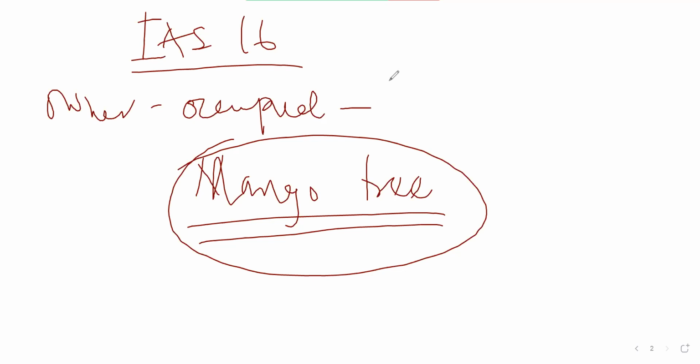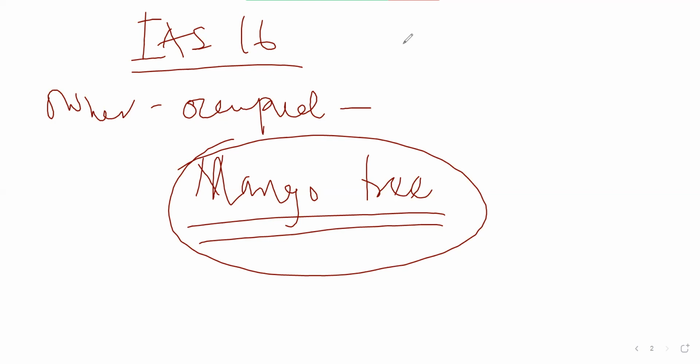Look at the mango tree. It's just like an asset that is helping us to produce mangoes. We are not having a mango tree for its own purpose, but just to help us produce mango. So in that case, we assume that a mango tree is a fixed or non-current asset, which will be regulated using IAS 16.